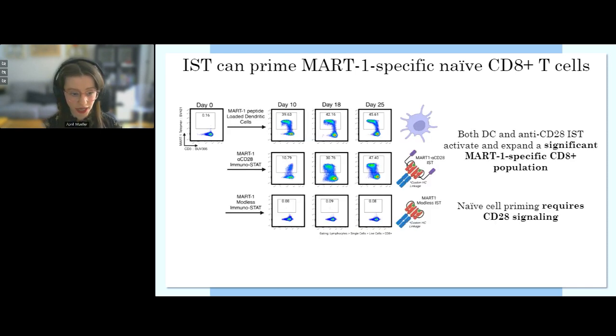And you can see this is exactly what happened. Here we have representative flow plots at each time point after co-culture with either peptide-loaded dendritic cells on the top row, anti-CD28 MART1 IST in the middle row, and the modless MART1 IST on the bottom. You can see how both dendritic cells and the anti-CD28 IST expanded a significant amount of MART1-specific population, 45% and 47%. So huge expansion. We were really excited to see this. It also highlights the requirement for anti-CD28 in this expansion, in that the modless MART1 IST doesn't have any expansion at any time point. And this was very consistent with the multiple donors that we tested.